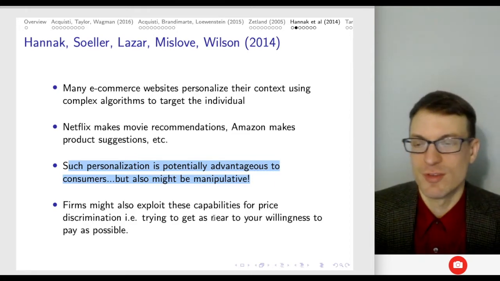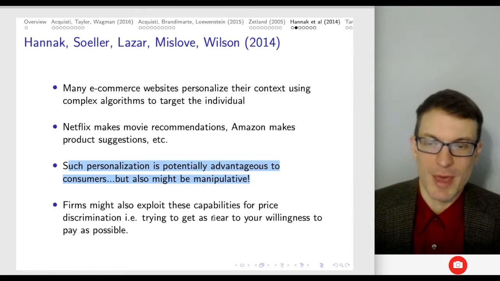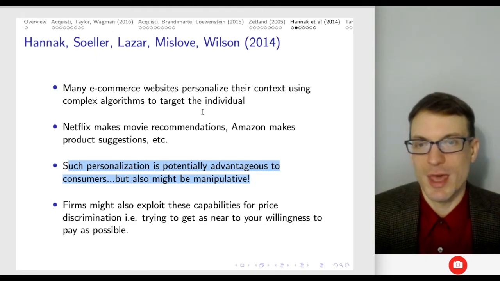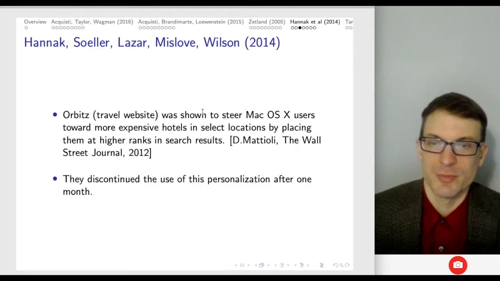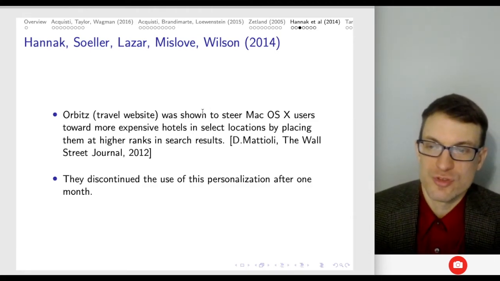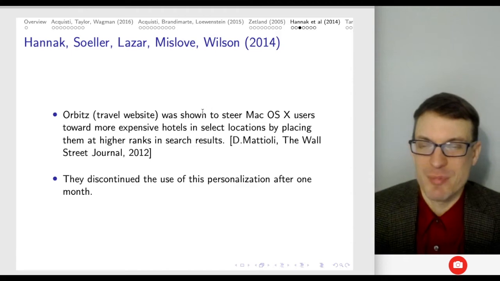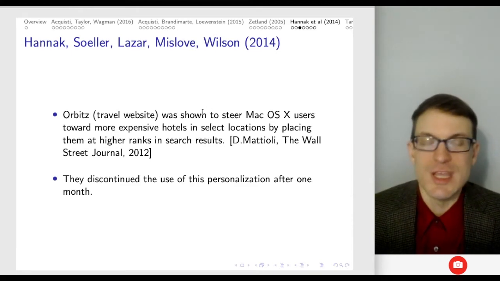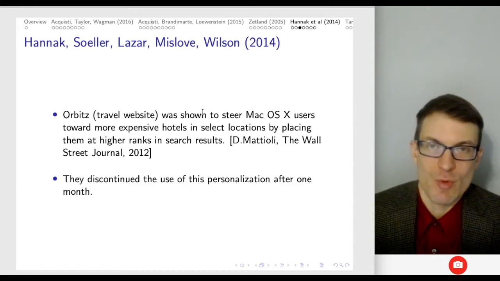be manipulative. So firms could try to exploit these capacities for price discrimination, right? Trying to get as close to willingness to pay, or to extract as much surplus as possible. So here are some examples. Orbitz's travel website was shown to steer Mac operating system users towards more expensive hotels by placing them at higher ranks in the search results.